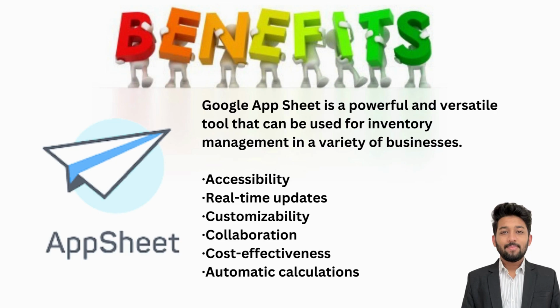You can customize your Google Sheet to fit your specific inventory management needs. Fourth, collaboration. Google Sheets makes it easy to collaborate with other team members. You can share your sheet with multiple people and track changes, which can help to ensure accuracy and reduce errors. Fifth, cost effectiveness. Google Sheets is a free tool, which makes it a cost effective option for new businesses that are already trying to keep their expenses down. Sixth, automatic calculations. With Google Sheets, you can set up automatic calculations to help you stay on top of things like total inventory value, reorder point, and more. This can help us to save our time and reduce errors.